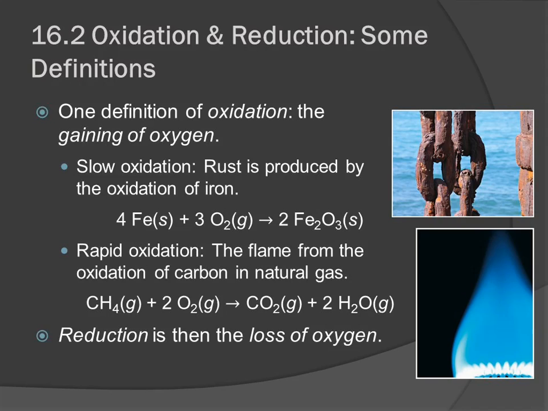One definition, which is really the origination of the word oxidation, is that when something is oxidized, it gains oxygen. And so if we look at something like iron rusting, we see that the iron reacts with oxygen to become an iron oxide. The iron has gained oxygen. That is oxidation. That's an example of a slow oxidation.